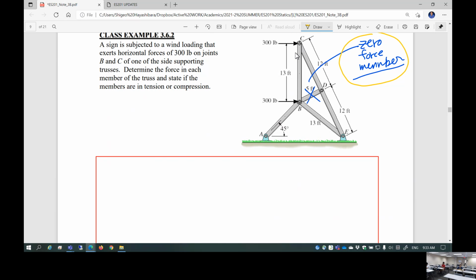So this is my strategy, okay? Starting from joint C, the free body diagram of this joint gives you 300 pounds force acting on joint C horizontally, okay?